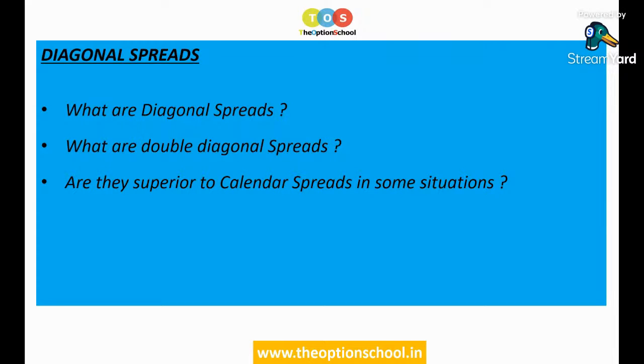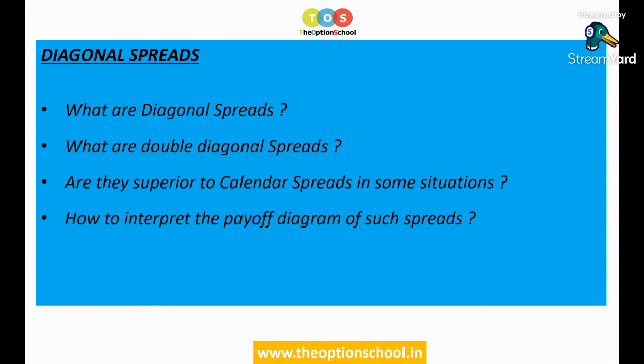Now, these are known as calendar spreads and diagonal spreads. These are known as time spreads or horizontal spreads. So there's a difference between a calendar spread and a diagonal spread, and what is the advantage we are getting in a diagonal spread, that also we'll try to explain. How to interpret the payoff diagram of such spreads, what are the challenges in these diagonal spreads.